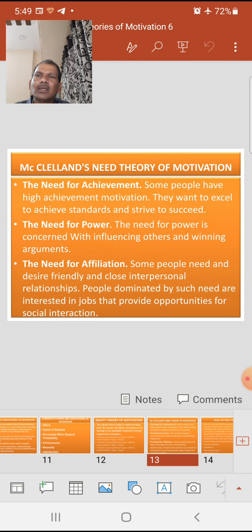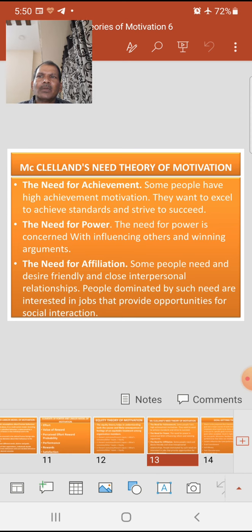Another appreciable contribution to the concept of motivation is David McClelland's needs theory. According to McClelland, there are three major motives or needs in the workplace which motivate people. The need for achievement is one. Some people have high achievement motivation. They want to excel, to achieve standards and strive to succeed. Such people should be given tasks and powers enabling them to utilize their potential effectively. Opportunities would help them to strive for higher achievements, right?